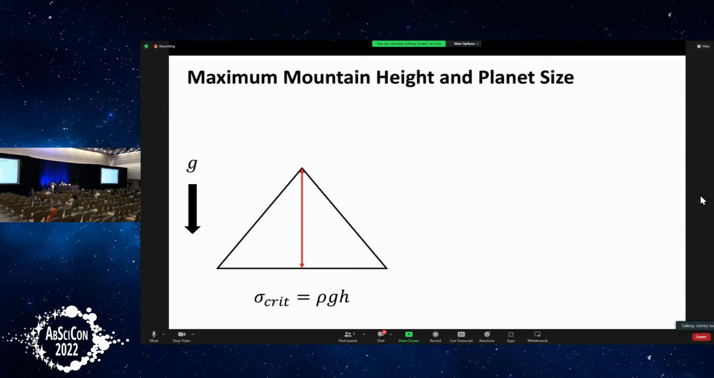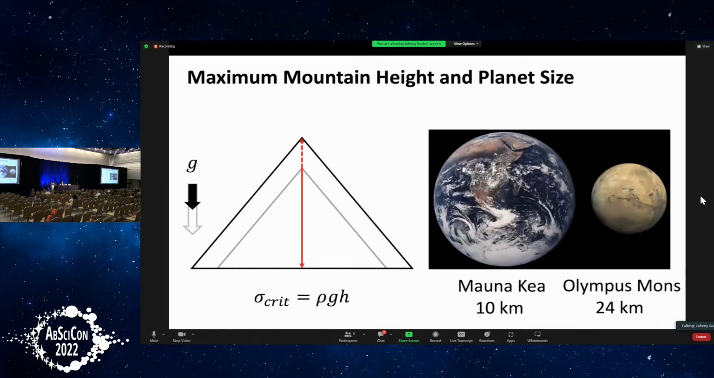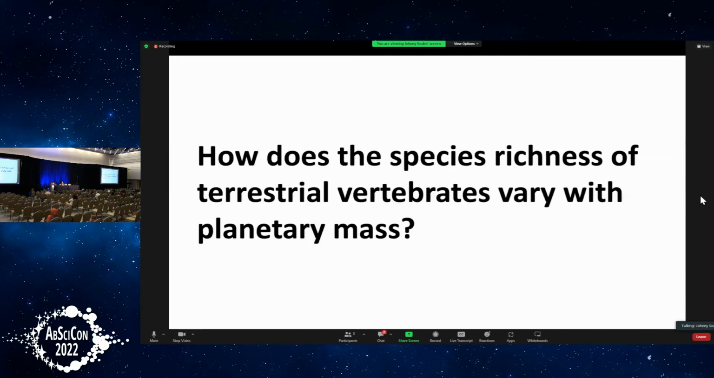Now, if we think of a planet and then compare it to a planet that is less massive, which will have a lower gravity, then due to that reduction in gravity, the maximum height of the mountain will actually increase. We can think about whether or not this bears out in our own solar system, and essentially it does. For Earth, the largest mountain itself is approximately 10 kilometers, whereas on Mars, a smaller planet, the largest mountain is around 24 kilometers.